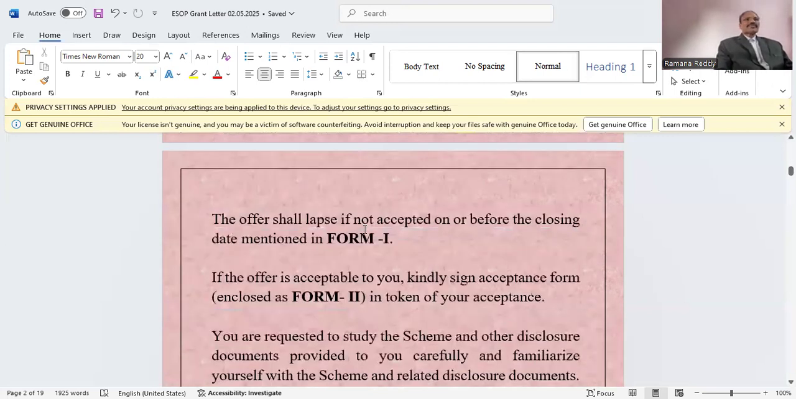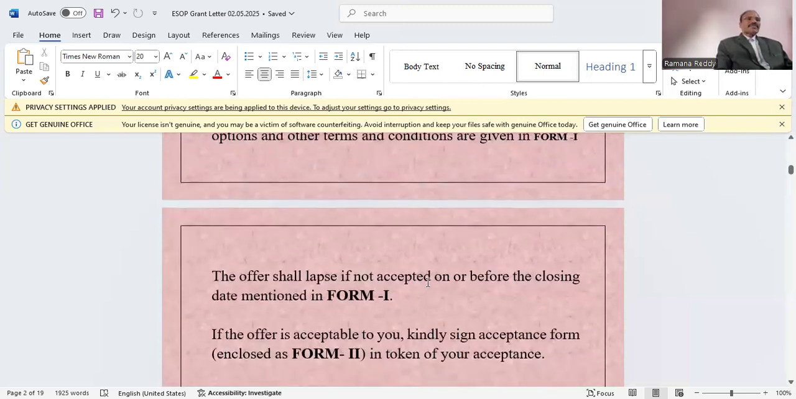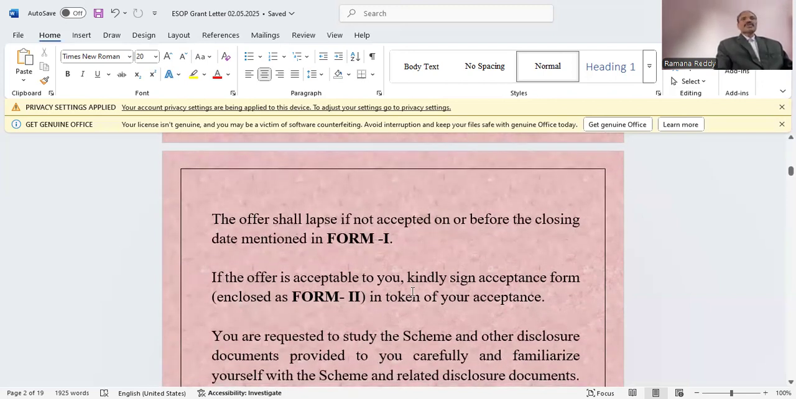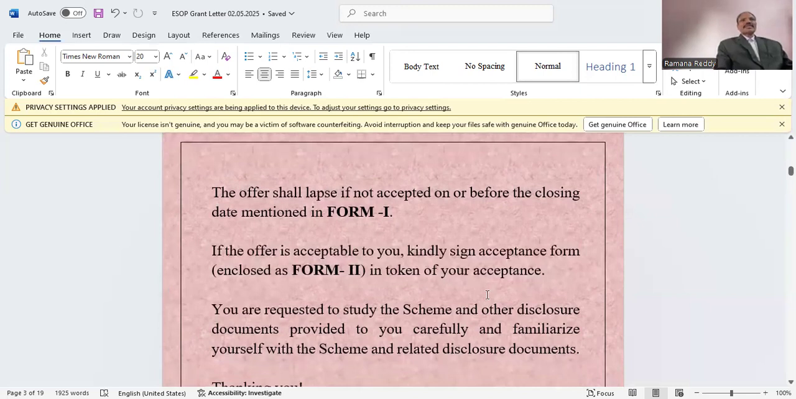The offer shall lapse if not accepted on or before the closing date mentioned in Form 1. We give all the details and also the date, like 30 days. If the employee is accepting, he has to give acceptance on or before that date. If he does not respond within that date, then the offer will lapse. If the offer is acceptable to you, kindly sign the acceptance form. The acceptance format is also attached here. This is Form 2. In token of your acceptance, you fill in the blanks, give your acceptance and submit it to the company. So we are providing the acceptance format also.